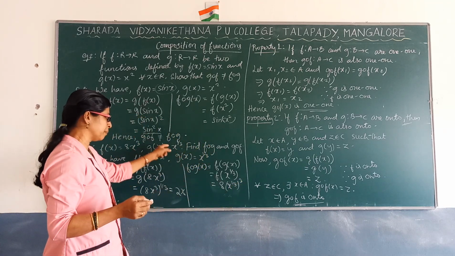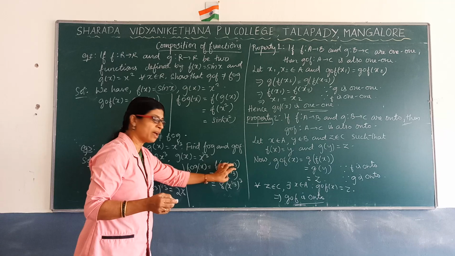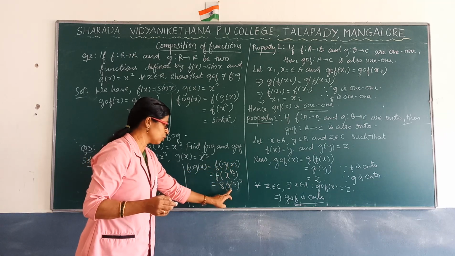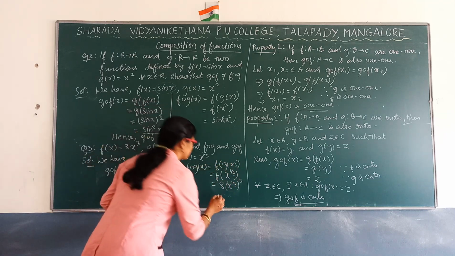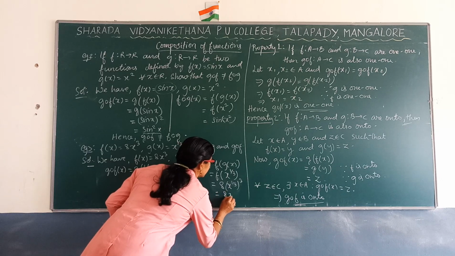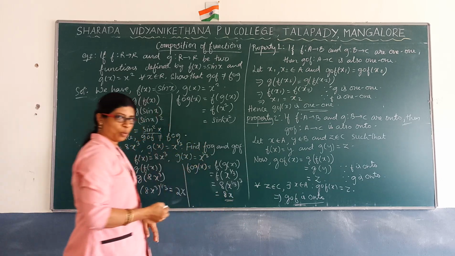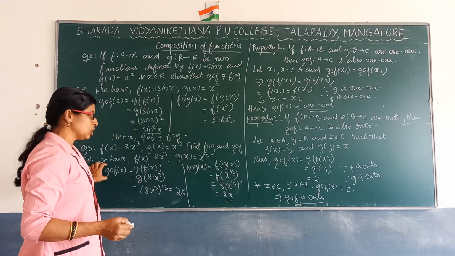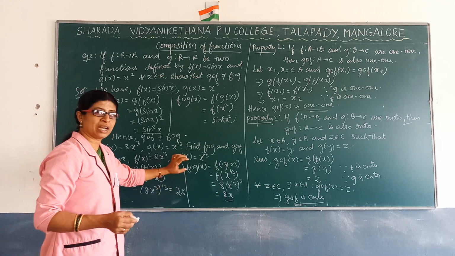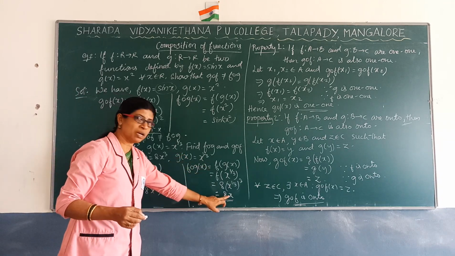x is cubed here. So here instead of x, what do we have? x to the power 1 by 3. So x to the power 1 by 3 has to be cubed. So what is left here? 8x itself. So as you observe, LHS gof is nothing but 2x and RHS fog is nothing but 8x.